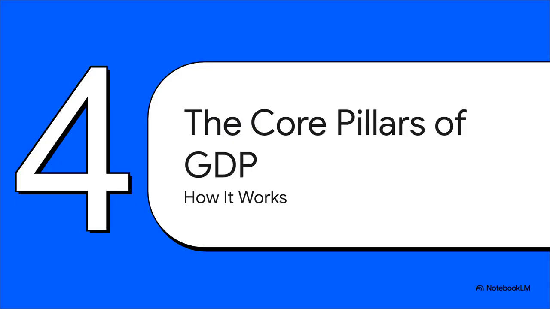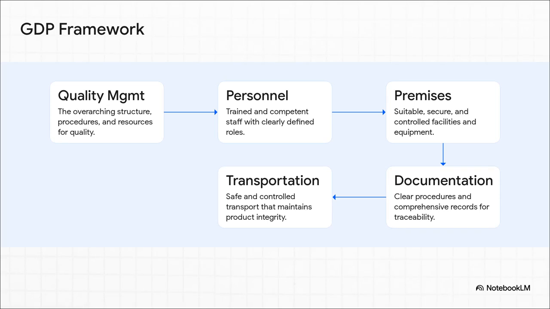Okay, so how does this all actually work in practice? Let's break down the fundamental pillars that really form the structure of any GDP-compliant operation. These 5 pillars are the very foundation of GDP. The best way to think about them is as an interconnected system. It all starts with a big picture quality management plan. That plan is carried out by trained personnel who are using the right premises and equipment, and all of it is proven through meticulous documentation and then maintained during transportation. Let's take a quick look at each one.